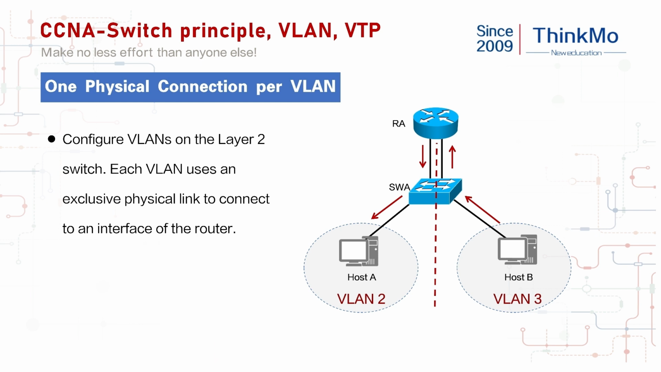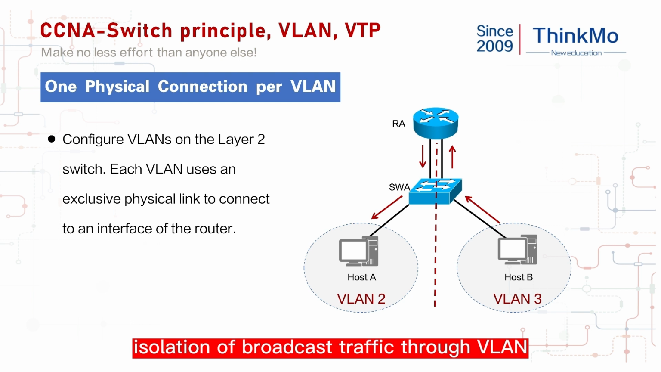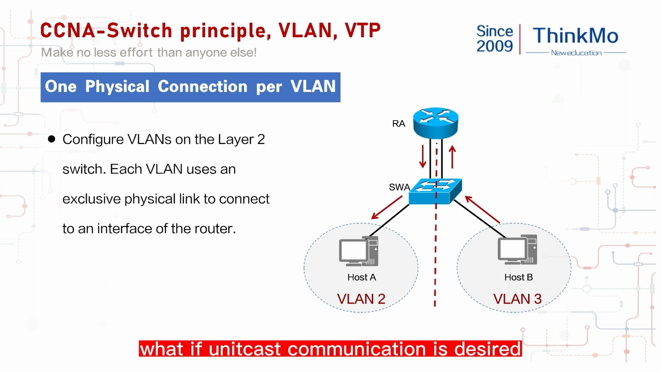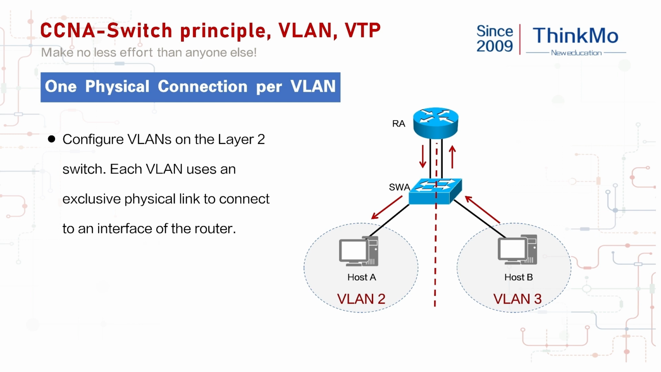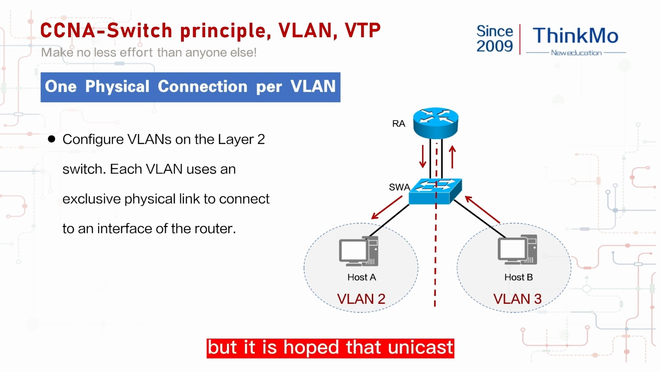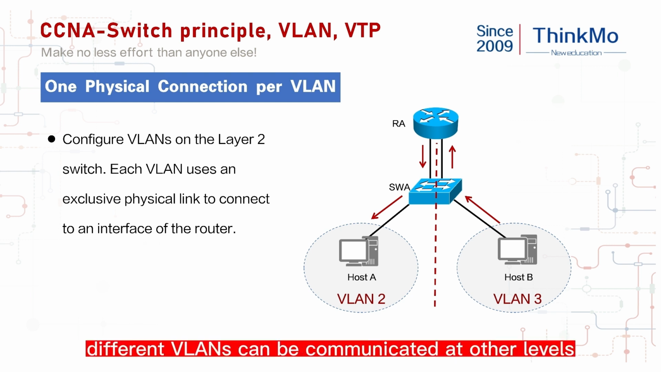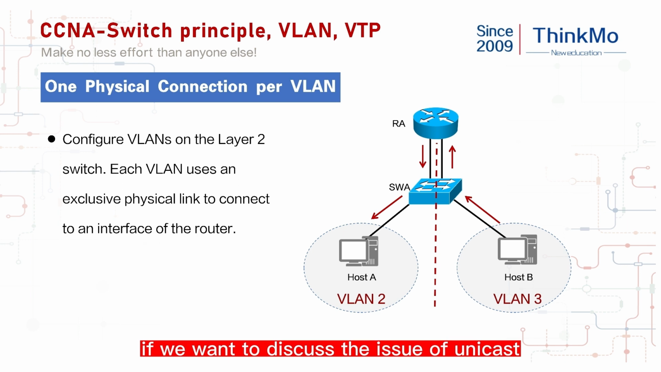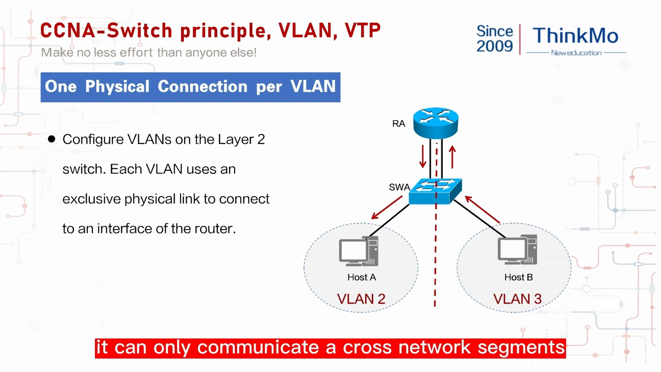In switch-based networking, isolation of broadcast traffic through VLAN by itself narrows down the scope of the broadcast domain. What if unicast communication is desired between devices across VLANs? Can't it work? That is to say, we hope to realize layer 2 broadcast failure, but it is hoped that unicast between different VLANs can be communicated at other levels. If we discuss unicast at the second layer, neither unicast nor broadcast works.